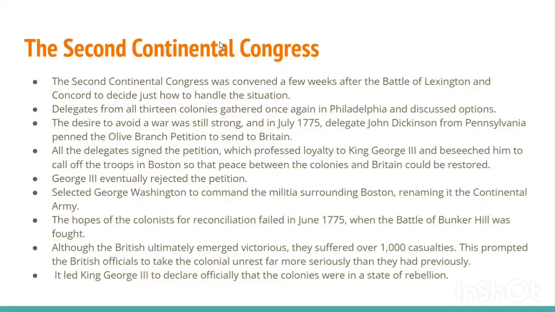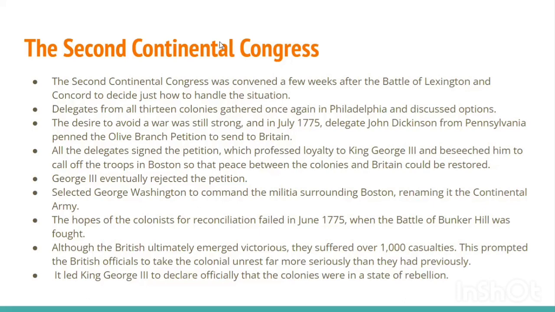Once again, George III. Earlier we saw that when they made a request, he sent the troops. Now George III rejected this Olive Branch Petition. As soon as the Olive Branch Petition was rejected, it became very clear to the people of the colonies that war was the only ultimate solution. So George Washington was appointed as the commander, the head of the army, and the army was named the Continental Army. The Continental Army was the army of the colonists, and it was headed by George Washington.